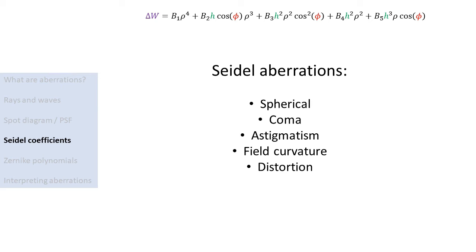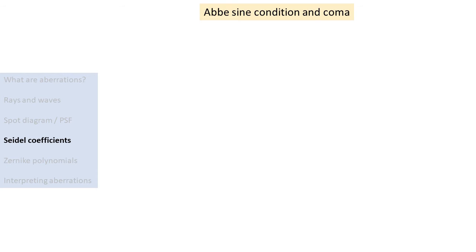They describe how the wavefront error in the pupil can vary as function of the point source location. They are the first 5 non-trivial terms of the power expansion of the wavefront error for a rotationally symmetric imaging system. Related to these aberrations, and coma in particular, is an important imaging condition called the Abbe sine condition.